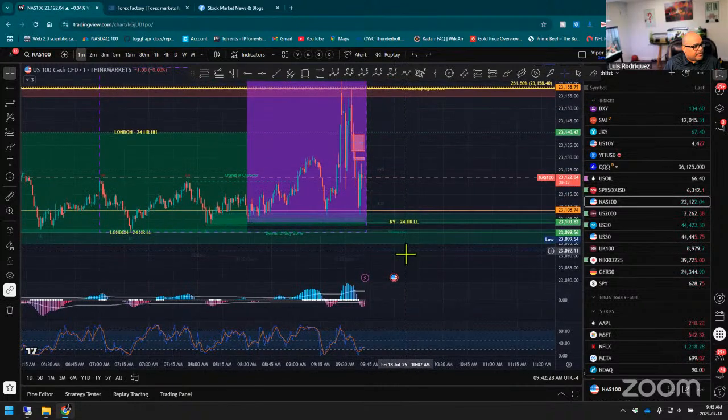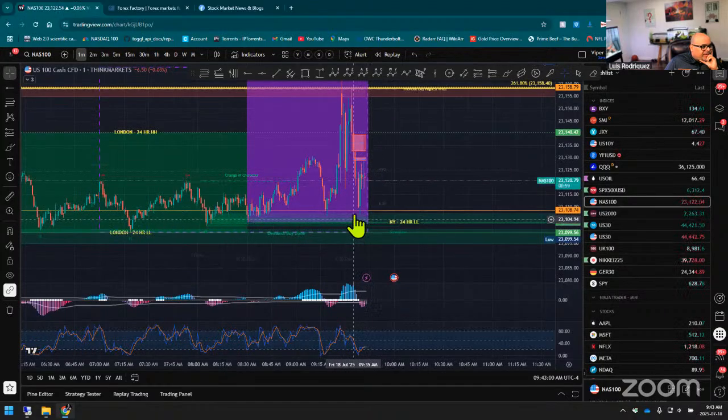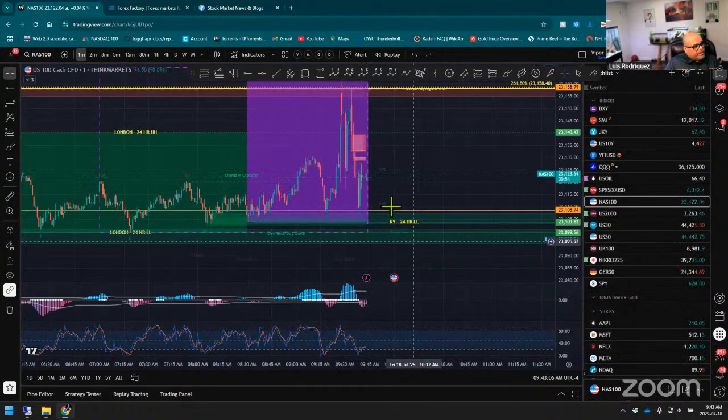So I'm buying again at the very bottom here, around this area. If it does come down, if it doesn't, that's totally fine. Easy money, easy money. But it is in a discount zone.